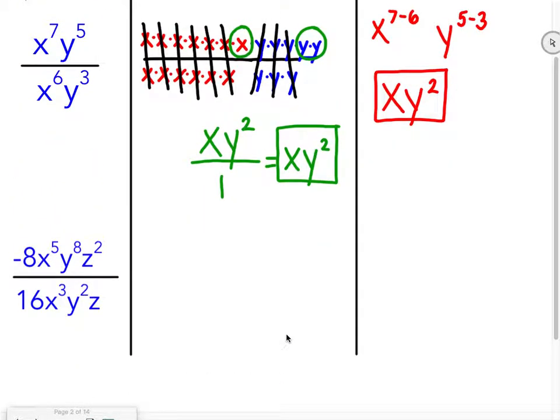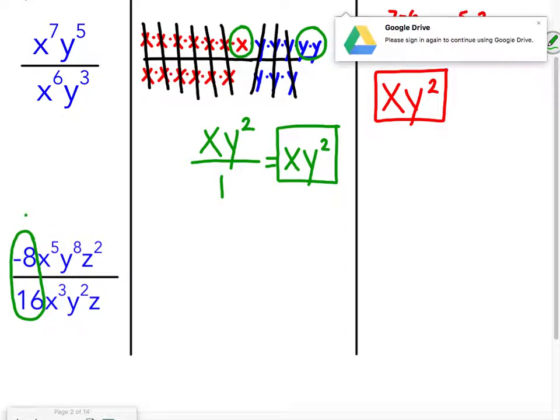All right, for the second one, this time I have negative 8 over 16. Right away, before I do anything, I am going to simplify this fraction. Remember, it's not negative 2 because the 8 is over the 16. We have to think about what can go into both 8 and 16. Well, 8 can go into it. So if I divide the top and the bottom by 8, I'm going to get negative 1 over 2. So negative 8 over 16 is the same as negative 1 over 2.